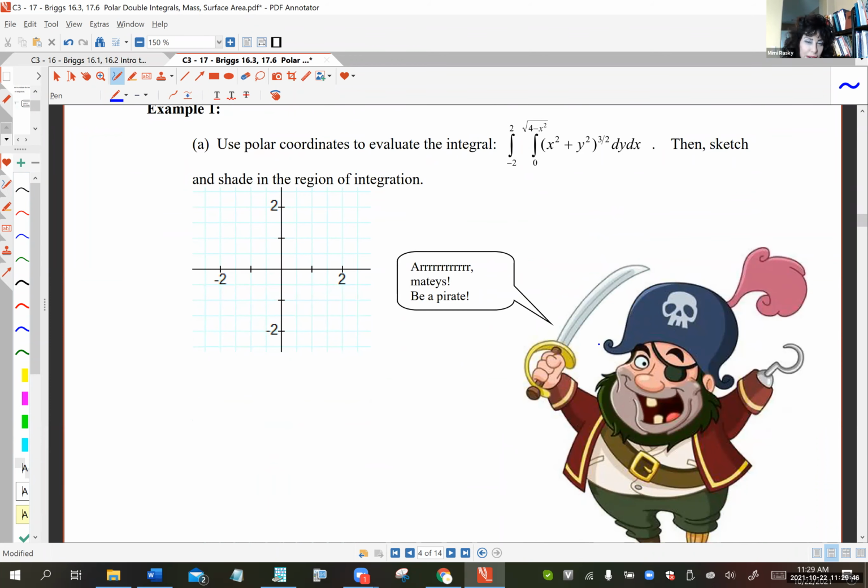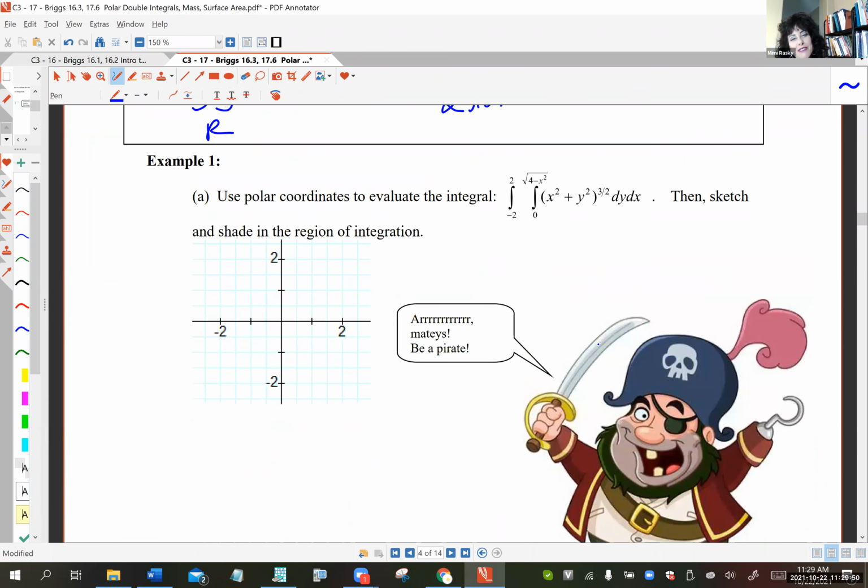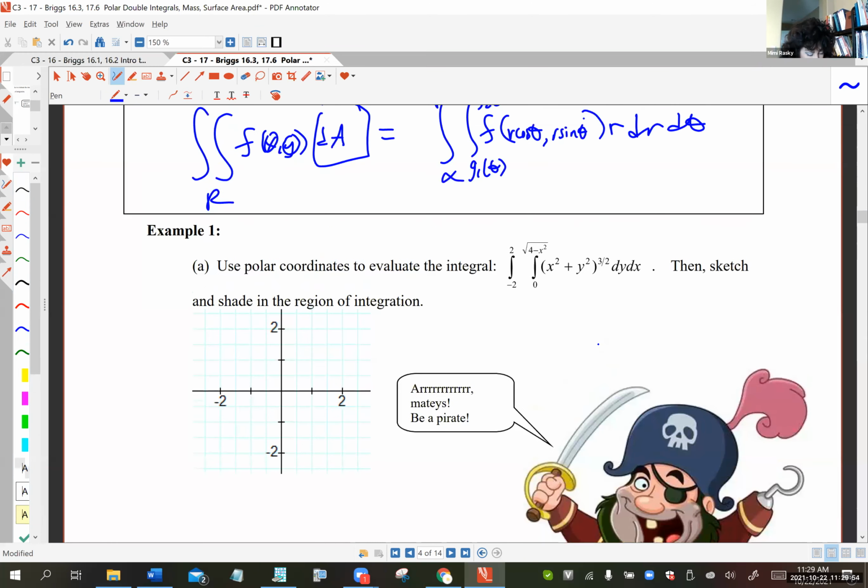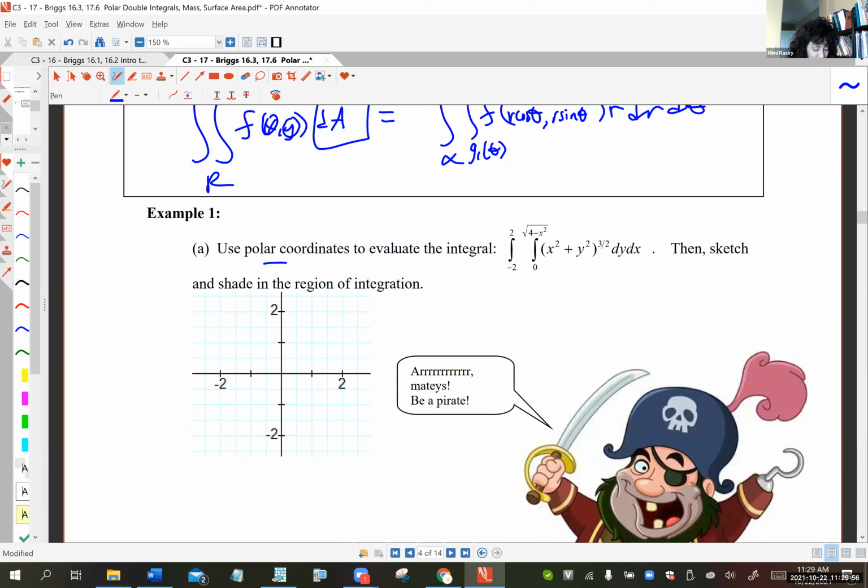R, be a pirate. If you don't remember anything after graduating from my class, you will remember that. Okay. We're going to use polar coordinates to do that. And you want to, because if you try to integrate this thing without converting to polar, you would definitely need to use trig sub. And I don't want to use trig sub. Like, please don't make me. So no. Now, how do I know it's a good candidate? Well, they're telling you to convert, but you would know it.